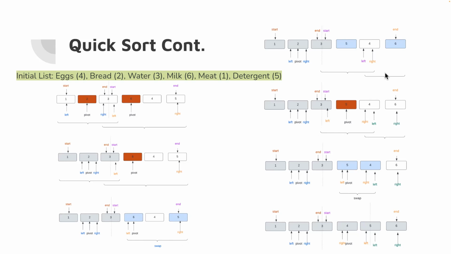And then we have to do another swapping because 5 should be bigger than 4, so it should be the right side, right? So we have to do the swapping. After the swapping, we finally got the sorted items. So 1, 2, 3, 4, 5, 6. Okay, so that is basically what the quick sort will look like.